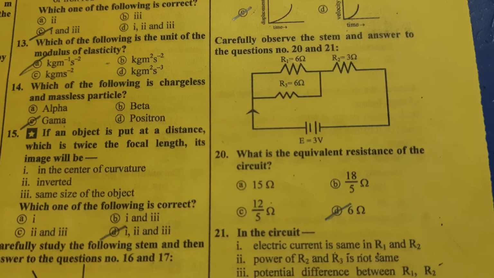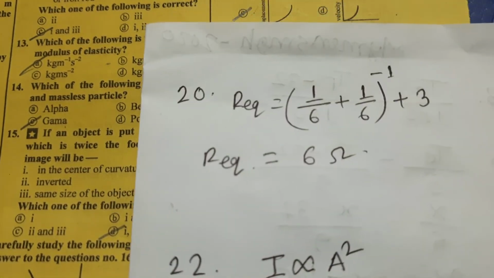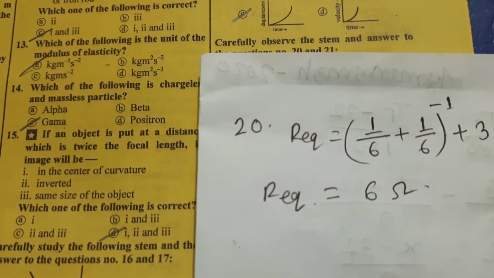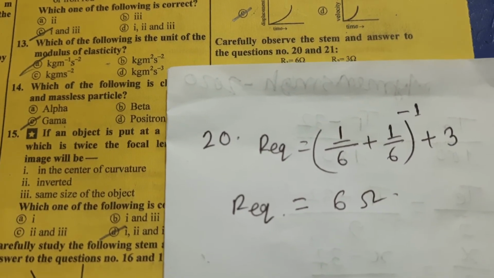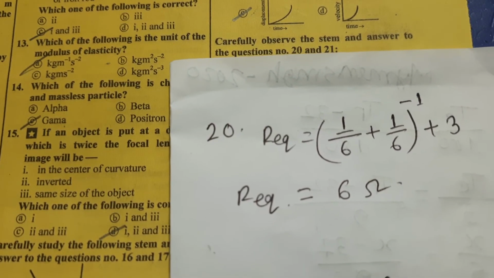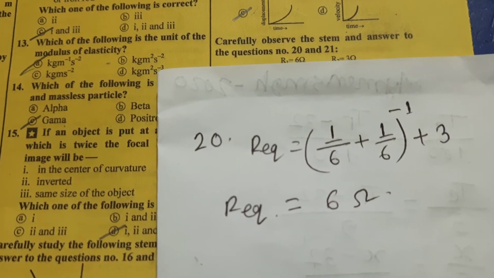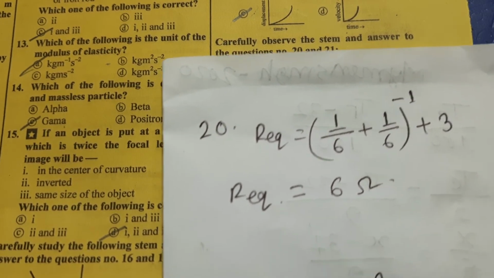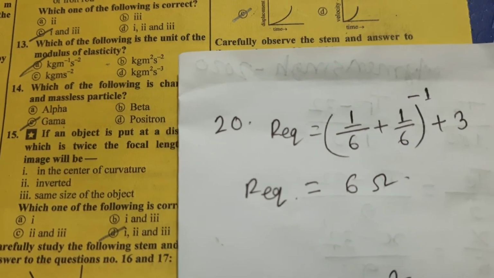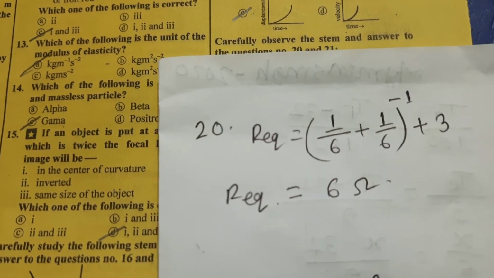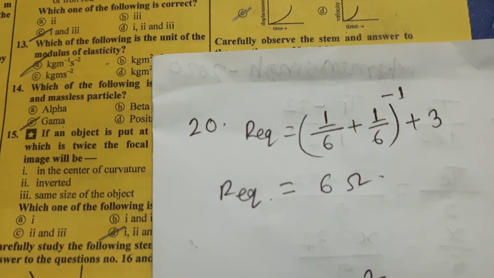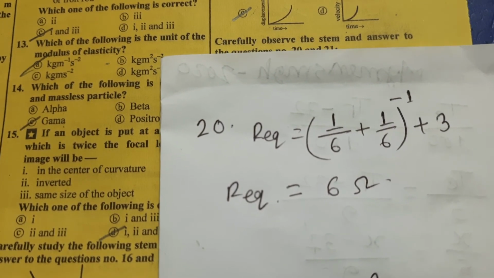The explanation is, R1 and R3 are in parallel. So we can write (1 by 6 plus 1 by 6) to the power minus 1. This is the equivalent resistance for resistances R1 and R3, and with this equivalent resistance the R2 is in series, so plus 3. So our final equivalent resistance R equivalent equals 6 ohm.